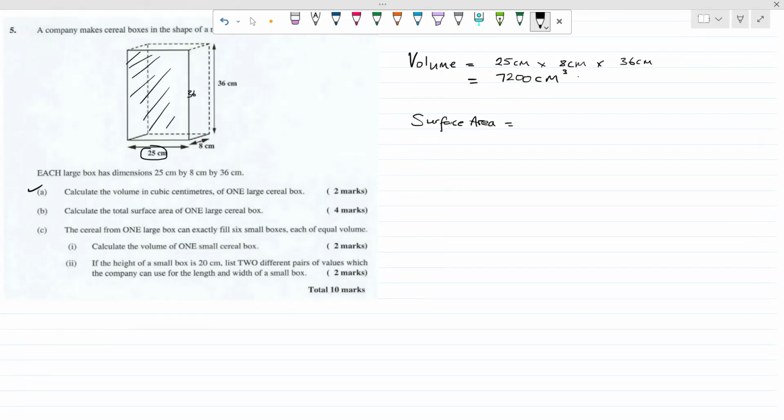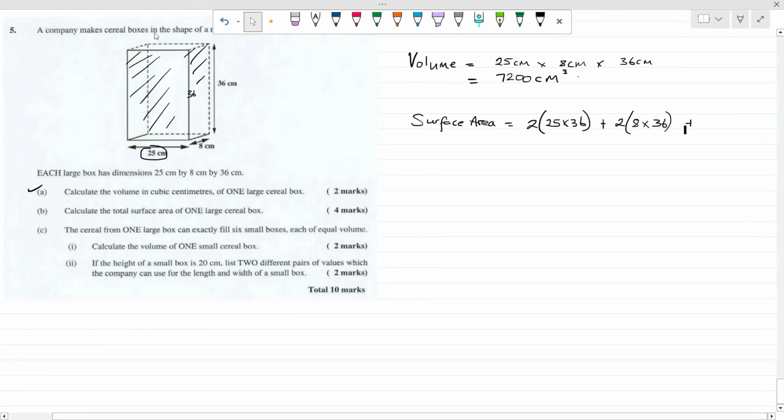is going to be made up of that first face, which is going to be 25 by 36, and we do that twice. Plus, we have this side here, which is 36 by 8, and there are two of those as well. You write 8 by 36. And then we have the top part here, this and this, which is 8 by 25 or 25 by 8. And that's going to give us the total surface area. So we have 1, 2, 3, 4, 5, 6 faces in all. Right? 2, 4, 6, 6 faces.